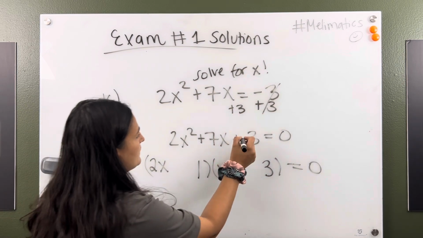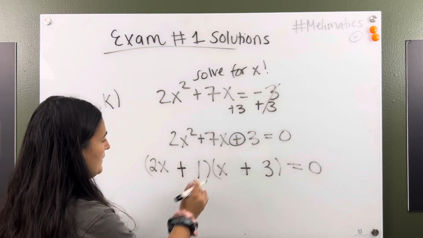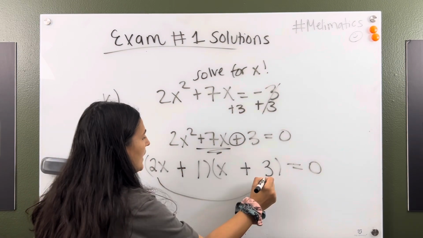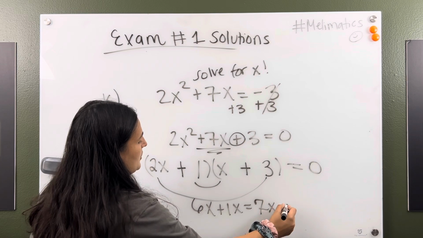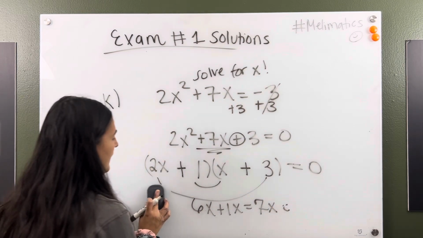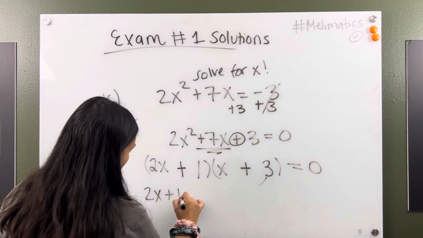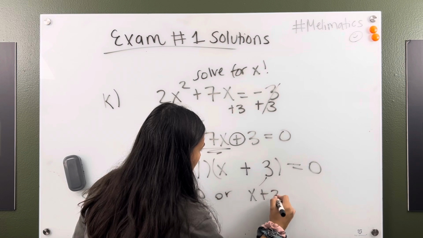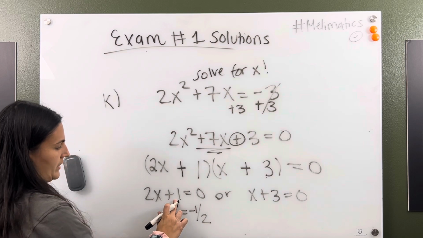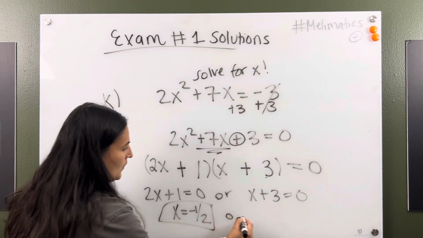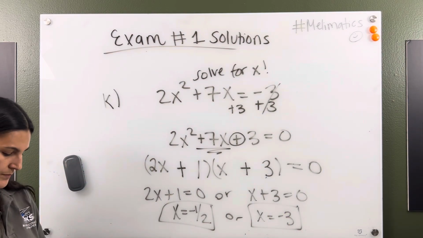Okay, so because this is positive 3, I'm going to make these either both positive or both negative. I'm going to make them both positive because I'm trying to get to 7x. So check your outer and your inner, and make sure you get 7x. Okay, we did, which means we factored this correctly. So now just set them both equal to 0 and solve for x. And this is why it's important to know how to solve linear equations. Okay, this means that x = -1/2, right? When you subtract 1, divide by the 2. Or x = -3 when you subtract 3 on both sides. Okay, so 2 are your answers.